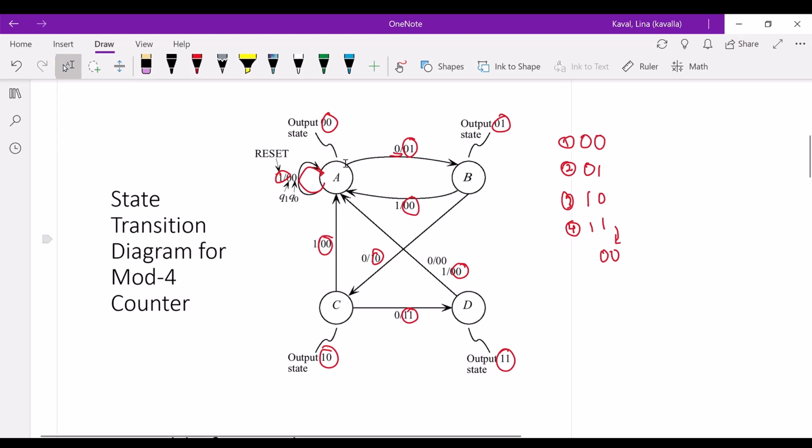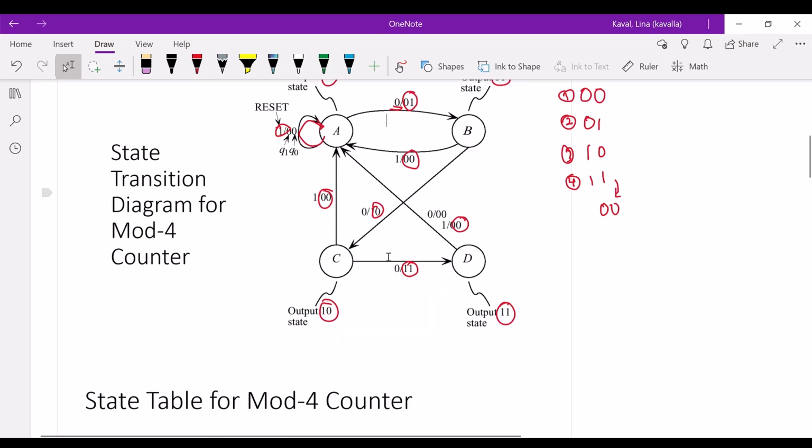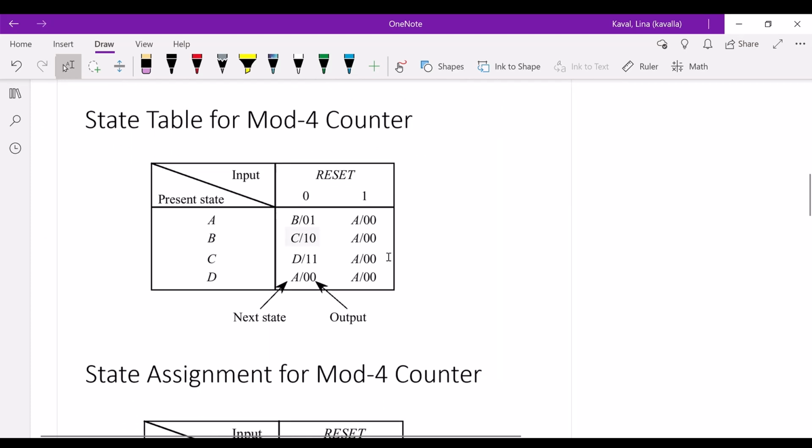So if you think about this, with mod 8, we're going to have a lot more outputs, so there's going to be a lot more arrows. State table for mod 4 counter.